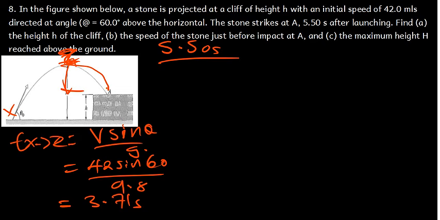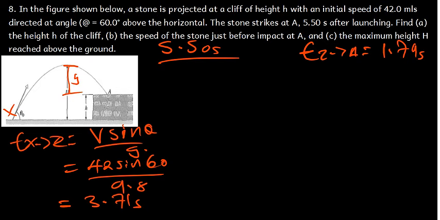So the time from Z all the way to A is going to be equal to 5.50 minus 3.71, which is going to give me 1.79 seconds. Now from here, I want to find this small h, but I can first find the h from this point all the way to this point. Let's denote this one as just y. Once I find this, I'm going to find the maximum height reached by the ball. Once I find that maximum height as y, that will be my h. Once I find that maximum height, it is going to help me to find also part C.